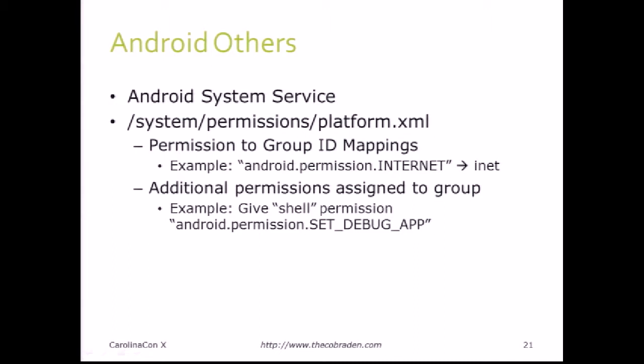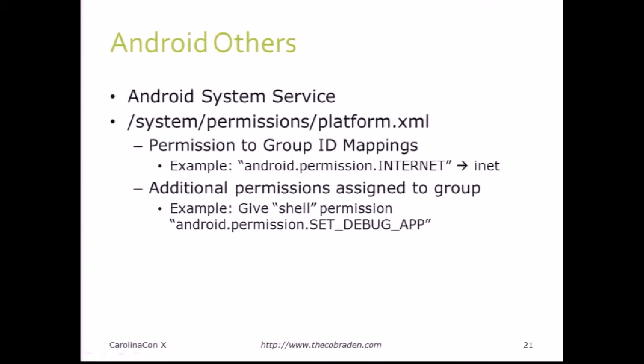There's also this file called platform.xml, which is stored on the system partition. Basically it's a mapping of permission to group ID matchings. What people don't realize is that when you request the internet permission, all it's doing is adding you to the group INET. The group INET is allowed to create sockets, and the regular group that you are assigned to as a default application is not allowed to create sockets. So when you try to access the internet and you don't have the group INET, you fail at the socket level in the kernel. There are also additional group mappings or permission mappings to a group.